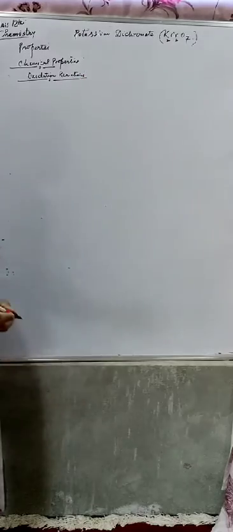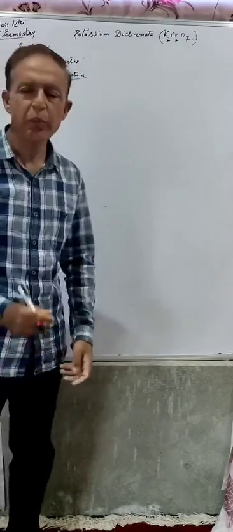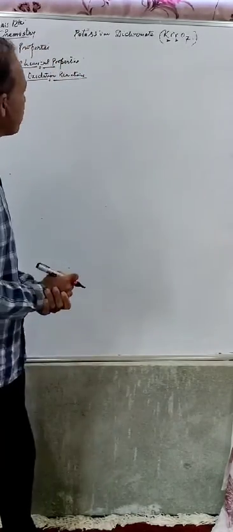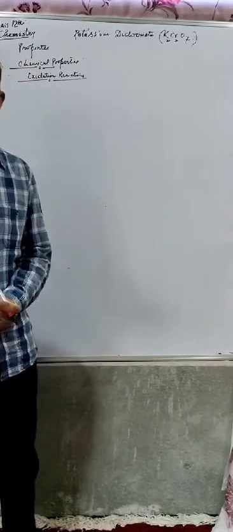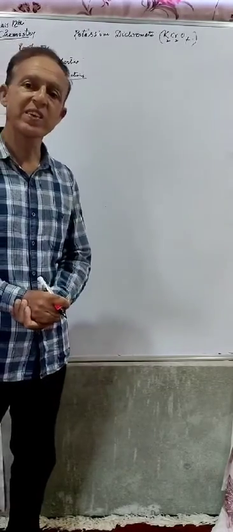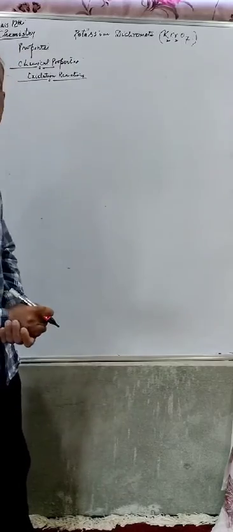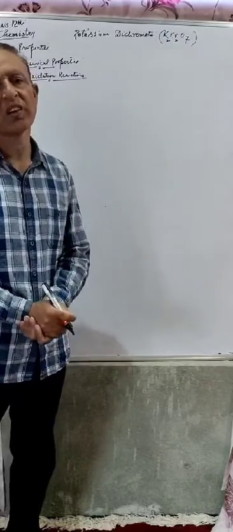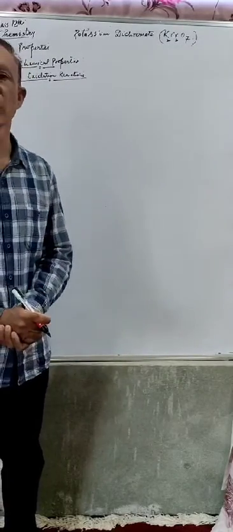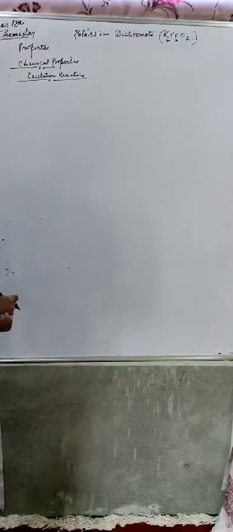First, in the acidic medium, what happens when potassium dichromate is acidified? It liberates nascent oxygen, and due to the liberation of the nascent oxygen, it acts as a powerful oxidizing agent.